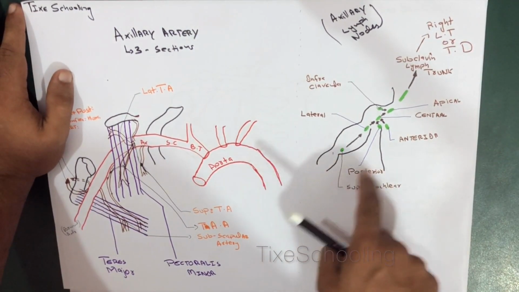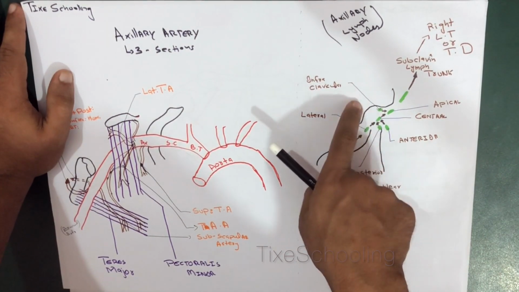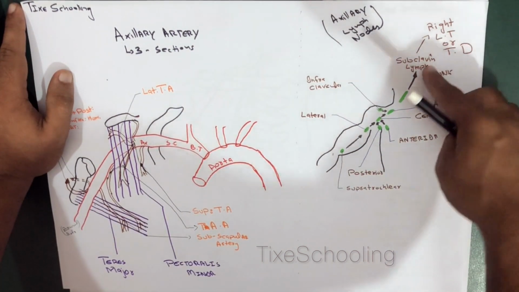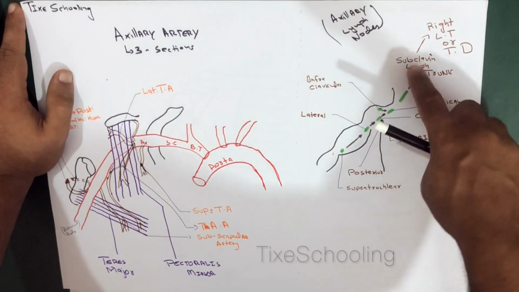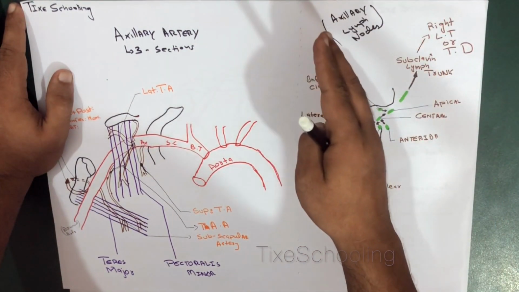So the lateral, posterior, anterior are going to drain into the central group. The central group with the infraclavicular is going to drain into the apical group. The apical group is going to drain into the subclavian lymphatic trunk, and it's finally going to drain into the right lymphatic trunk if it's present on the right side of the body.